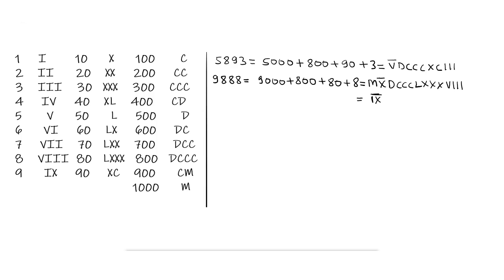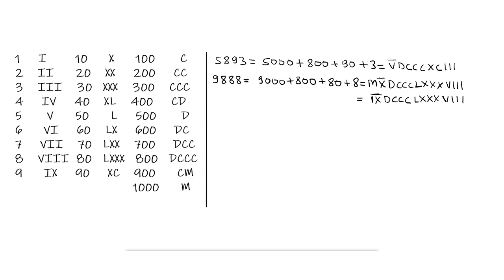And again we write all other symbols, that is D, C, C, C, L, X, X, X, V, I. So 9,888 can be written in two ways: M X bar D C C C L X X X V I, or IX bar, that is bar on 9. Then D C C C L X X X V I.